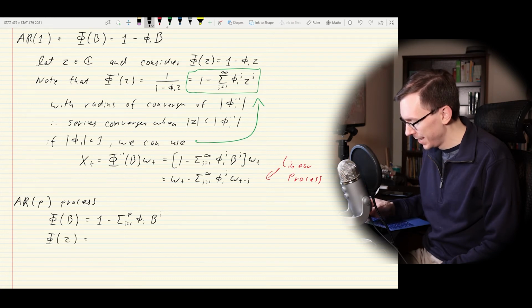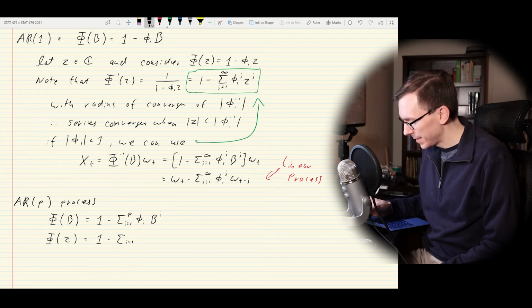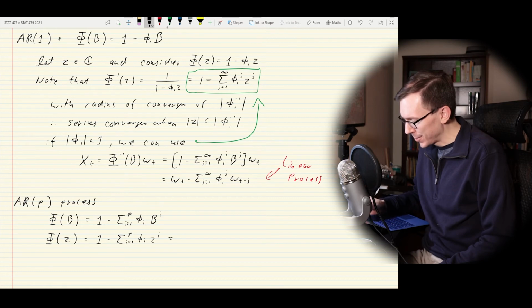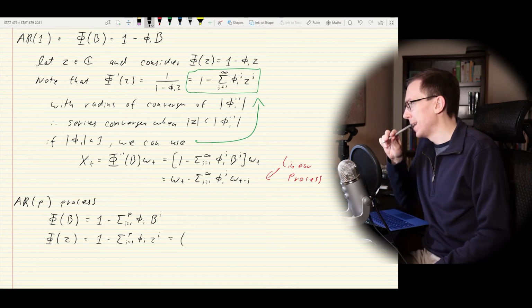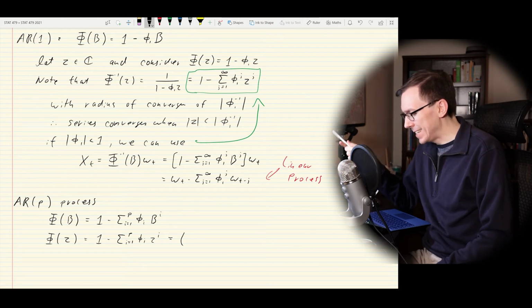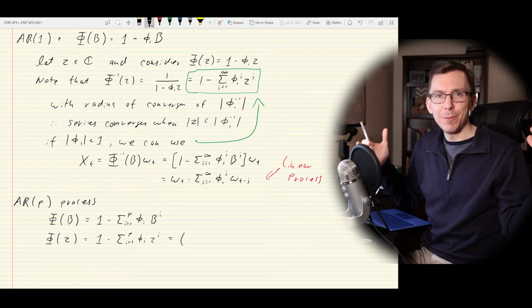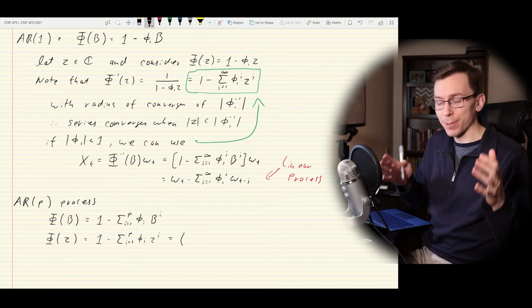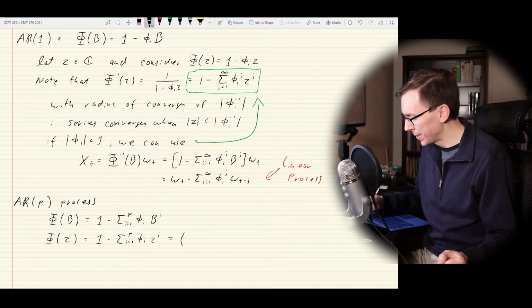Now, if we were to write this in terms of a phi applied to a complex number z, well, I'm going to get the exact same thing. I'm just going to replace B to the ith power with a z to the ith power. And because of the fundamental theorem of algebra, it says that if I have a polynomial in the complex plane, it factors, so I can write it as the product of a bunch of monomials.